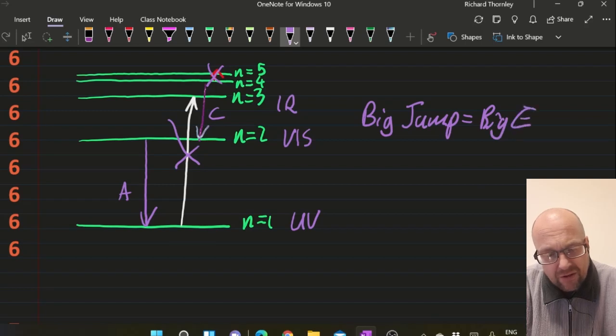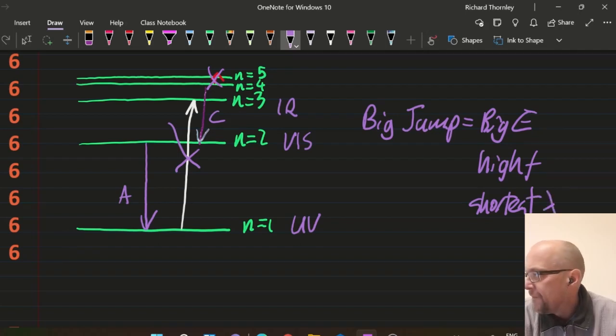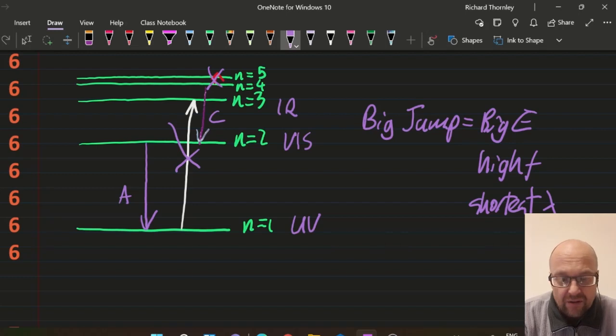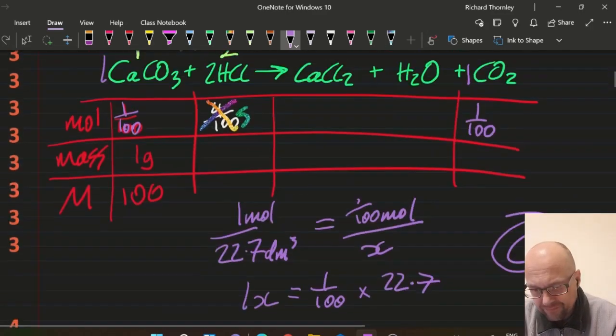And big energy is a high frequency, isn't it? It's going to be high frequency, which is going to be the shortest wavelength. Well, they want the longest wavelength. So that's the smallest energy. The smallest jump down, well, that's going to be C, isn't it? The smallest jump down is C. 6 is C.